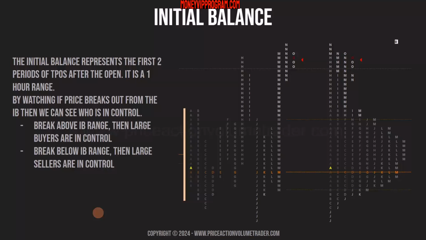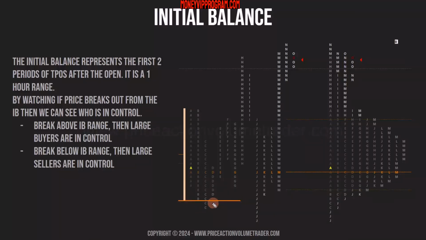So by watching if price breaks out from the initial balance, we can see who is in control. If we break above the initial balance range, large buyers are in control. If we break below the initial balance range, large sellers are in control. Now, it doesn't mean that just because we break above or below, it's guaranteed to be a trend day, because there's a lot, like you can see right here.